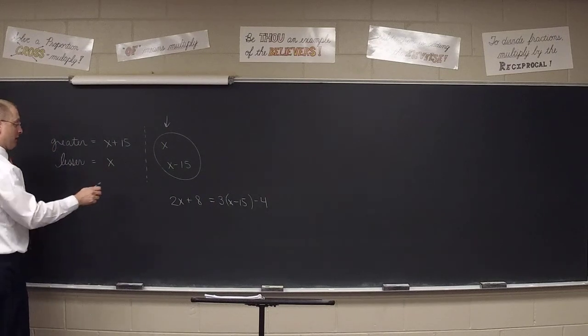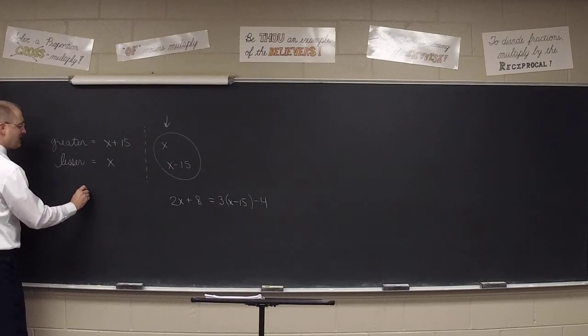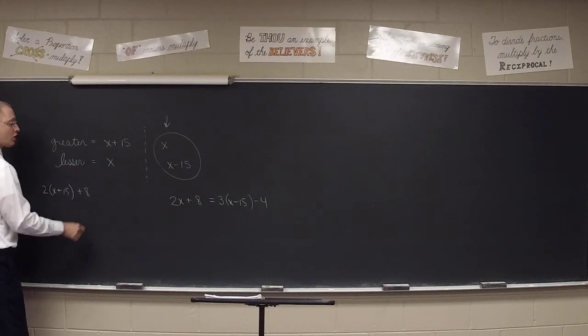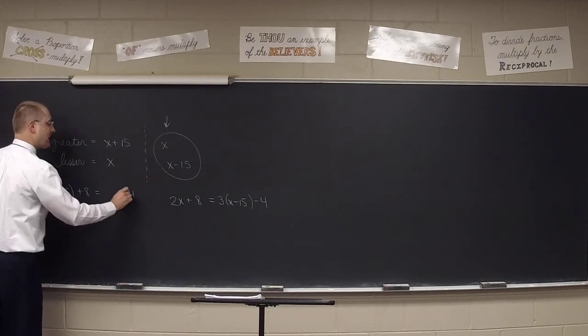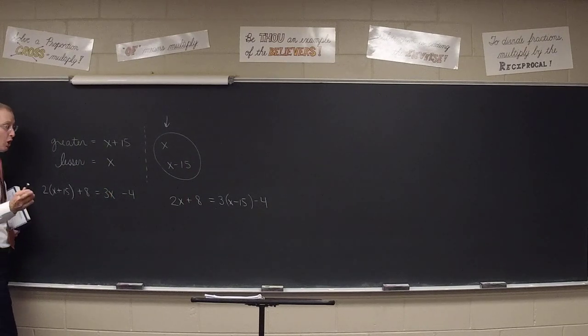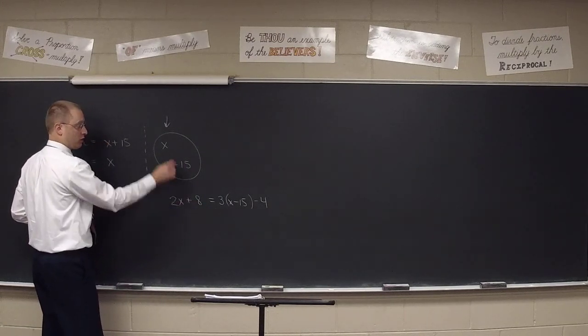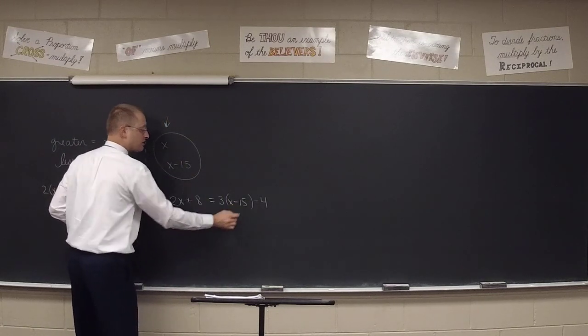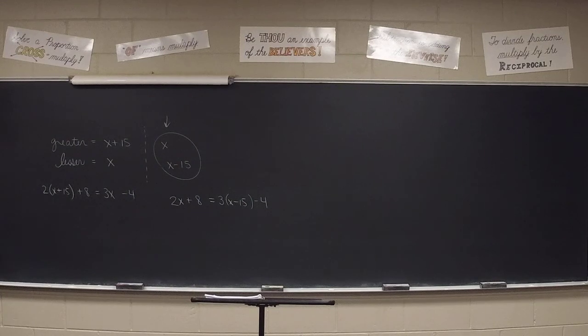Now, the other way you could have written it is, if 8 is added to twice the greater number, the result is 4 less than 3 times the lesser number. That would have worked. Does that make sense? At your seats, let's do this.